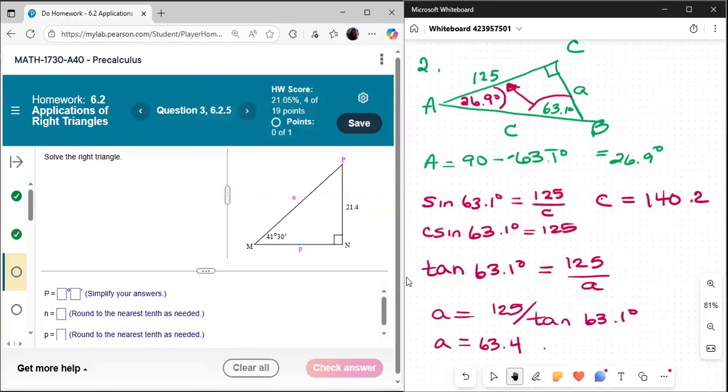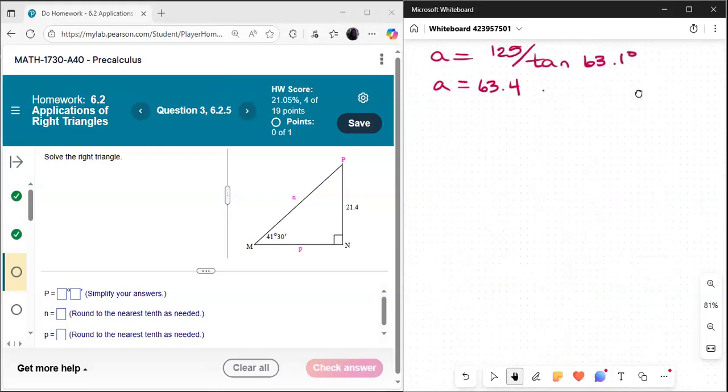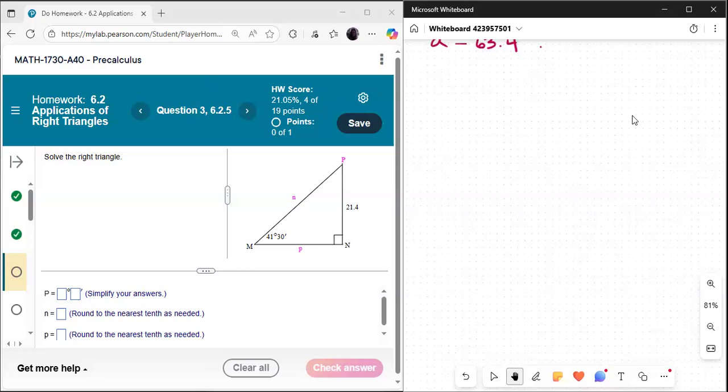And the next question I want to go on to is number 3. We want to solve the right triangle, and here we have degrees and minutes.